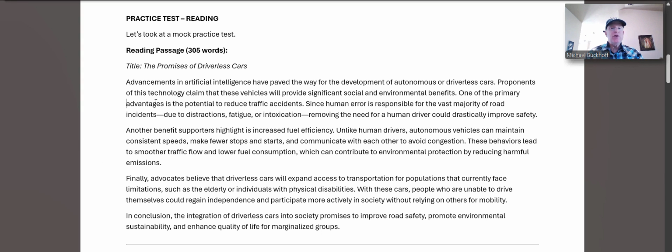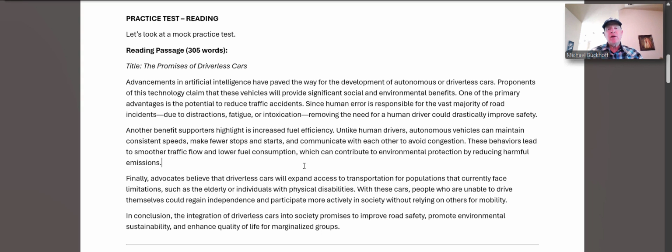So you can kind of see when you look through it, if you look at the introduction, we have the point of the reading here. And then we explain some benefits here, another, and then finally here. So you'll notice here we have safety, we have fuel efficiency, and then we have expanding access to transportation, especially to those people with disabilities.